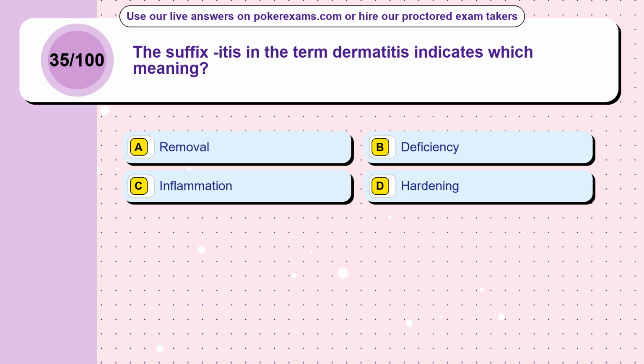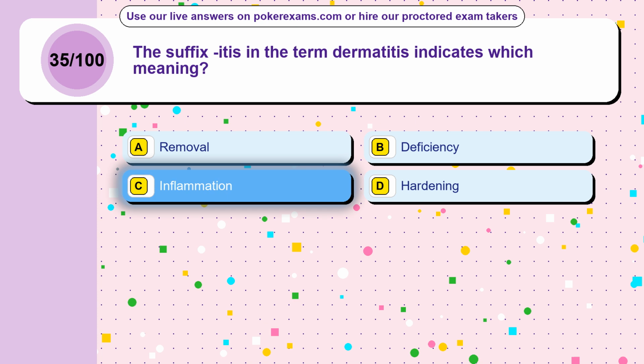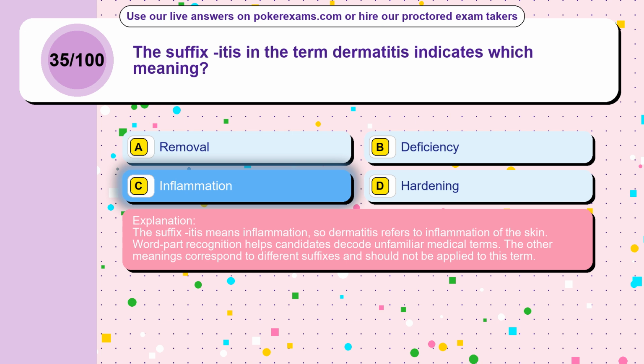Question 35. The suffix itis in the term dermatitis indicates which meaning? Option A. Removal. Option B. Deficiency. Option C. Inflammation. Option D. Hardening. The correct answer is option C. Inflammation. The suffix itis means inflammation, so dermatitis refers to inflammation of the skin. Word part recognition helps candidates decode unfamiliar medical terms. The other meanings correspond to different suffixes and should not be applied to this term.